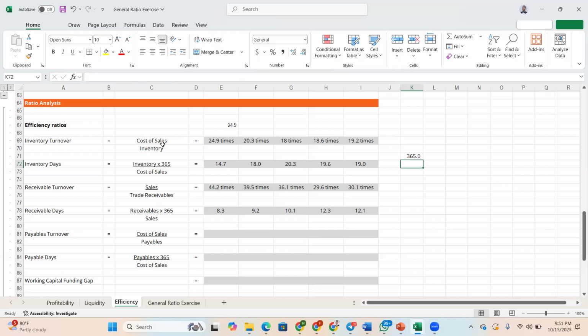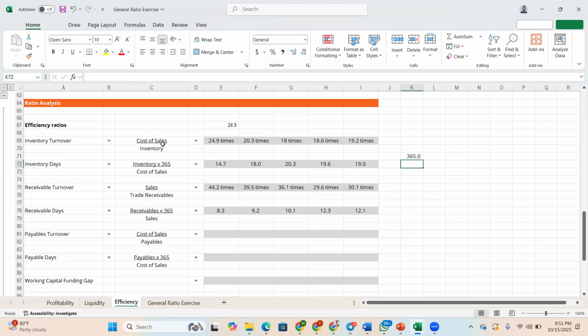So for you to be able to change your inventory, if it will take you 14 days to sell your inventory, then that means you would have restocked 24.9 times, which is approximately 25 times in a year. So that's what inventory turnover and inventory days are explaining. They're explaining the same thing, but in different ways.